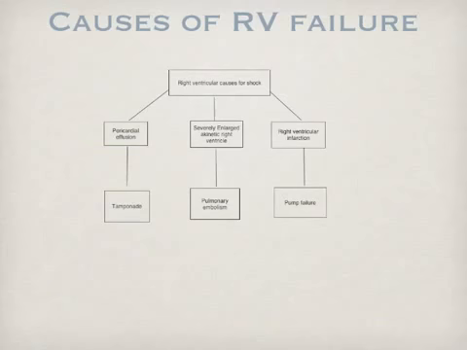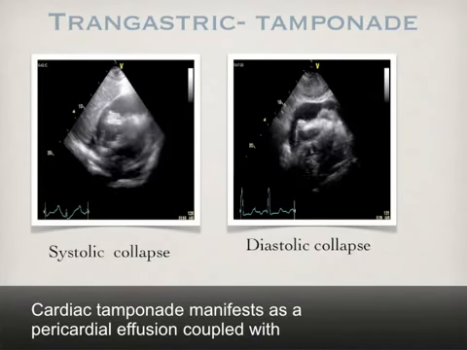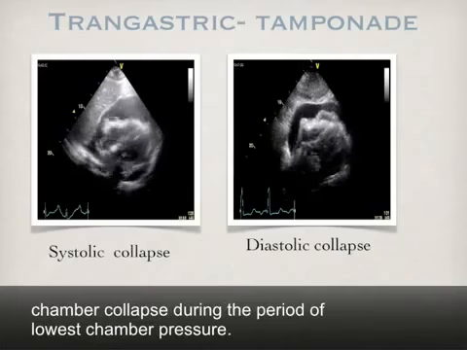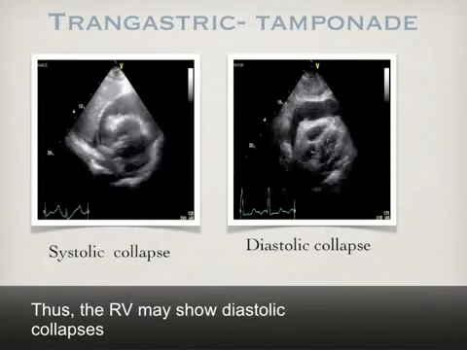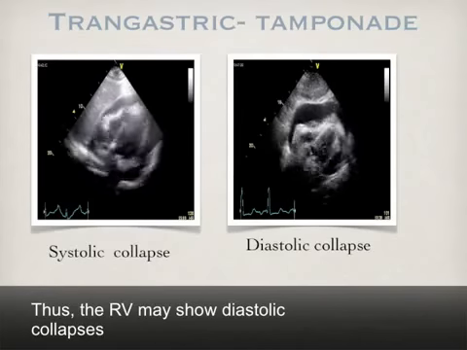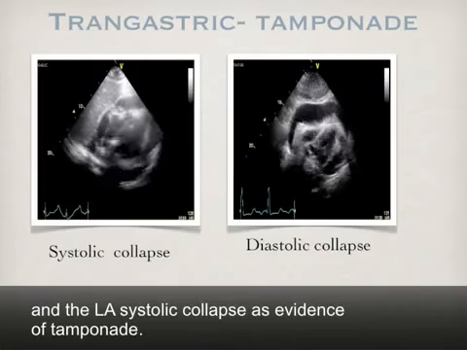It is important to think about the 3 main causes of RV failure: tamponade, PE, and RV failure from infarction. Each has a characteristic set of findings, which we will review in the next portion of this session. Cardiac tamponade manifests as a pericardial effusion coupled with chamber collapse during the period of lowest chamber pressure. Thus, the RV may show diastolic collapse and the LA systolic collapse as evidence of tamponade.